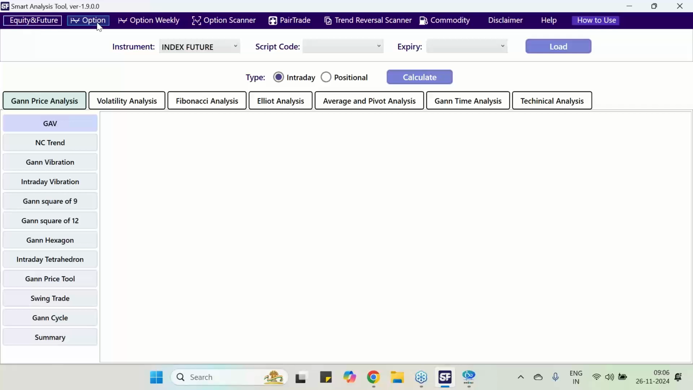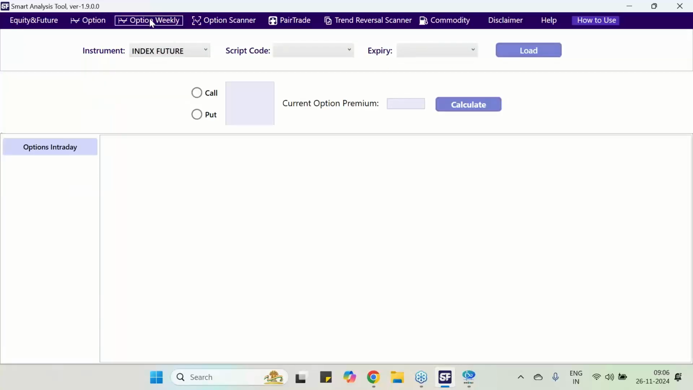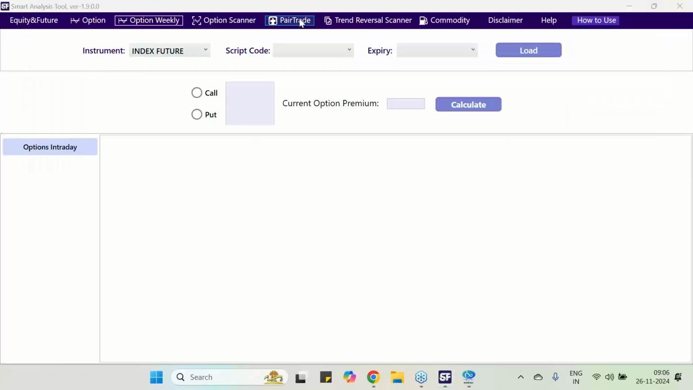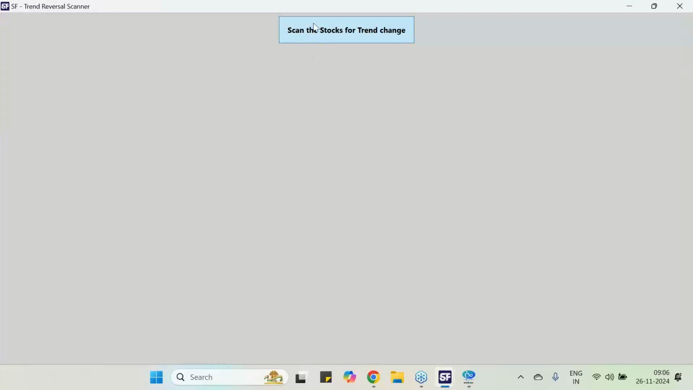So in this software, if you look at the top ribbon, you will find all the features it has: equity, future, options, option weekly. Then we have an option scanner. Then we have pair trade features here, and a trend reversal scanner is also there. Here, this is Gann's trend reversal scanner.